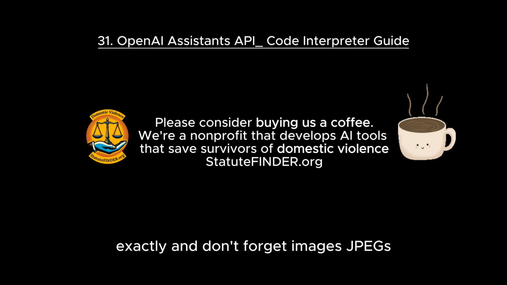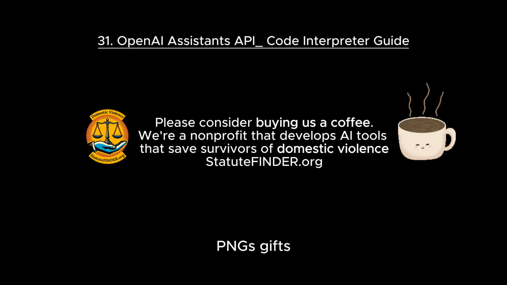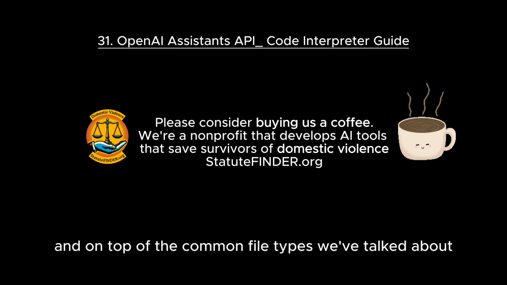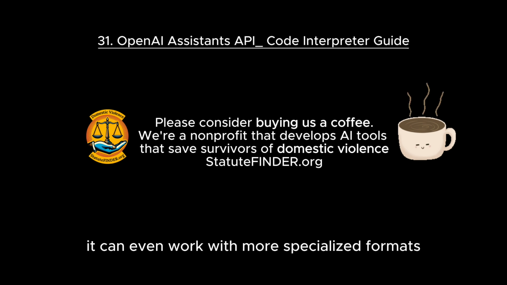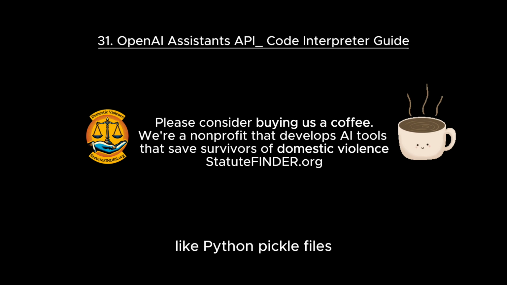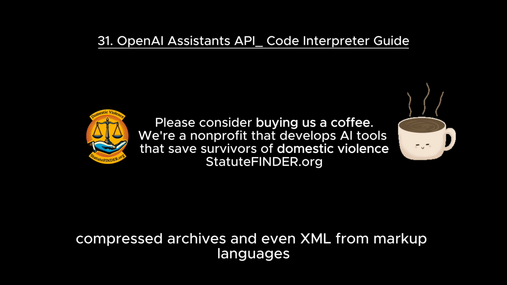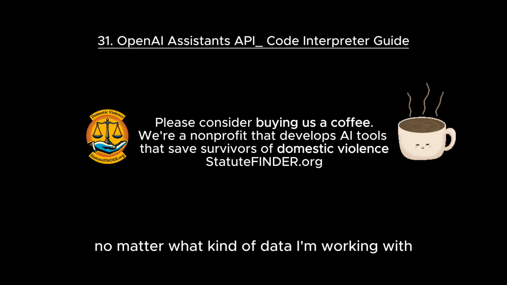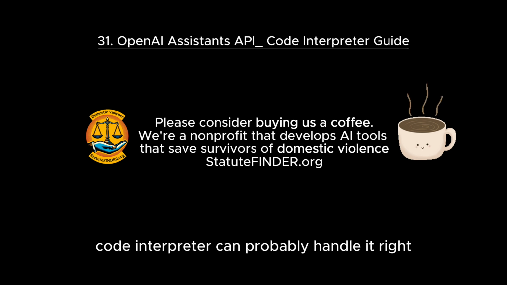Exactly. And don't forget images: JPEGs, PNGs, GIFs. Those are all supported too, so you can bring in visual data as well. This is starting to feel like a one-stop shop for data processing. It really is. It's designed to be versatile and handle a variety of tasks. And on top of the common file types we've talked about, it can even work with more specialized formats like Python pickle files, compressed archives, and even XML for markup languages. Wow, the list just keeps growing. So it's pretty safe to say that no matter what kind of data I'm working with, Code Interpreter can probably handle it, right? You're catching on quickly.